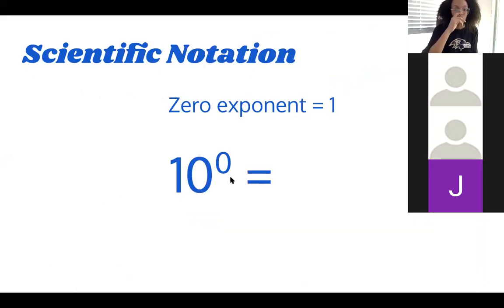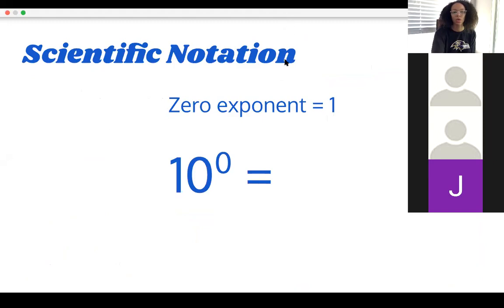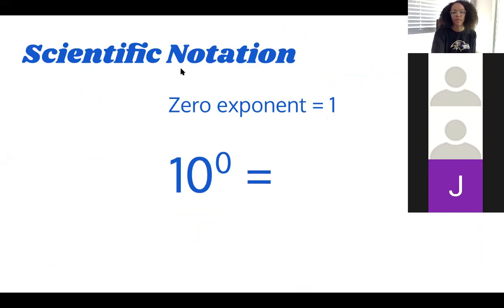Okay, so this isn't unique just to scientific notation, but it is important to know that anything with a 0 exponent is equal to 1. No matter what the number is, if the exponent is 0, it's going to be equal to 1. So scientific notation is going to be helpful when we are studying pH, mainly next time, but it will come up a little bit today.